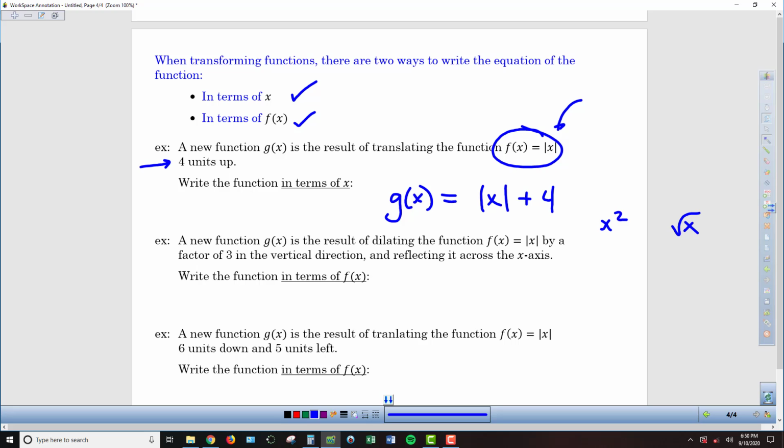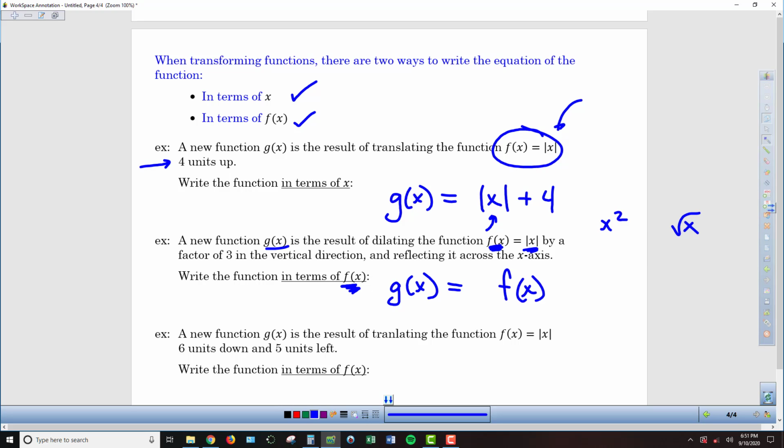So again, we want a new function g of x. So g of x is going to equal, now, instead of using absolute value of x, we're going to just write f of x over here. And we're just going to make the changes that are being described using just f of x instead of actually writing the absolute value of x. So we're basically using this side of the little statement instead of this side. That's what it means to write it in terms of f of x.